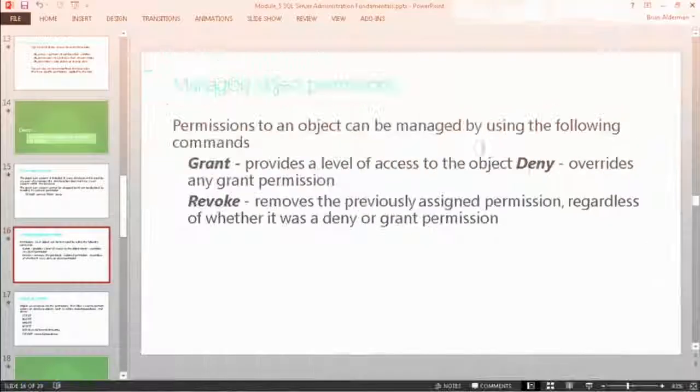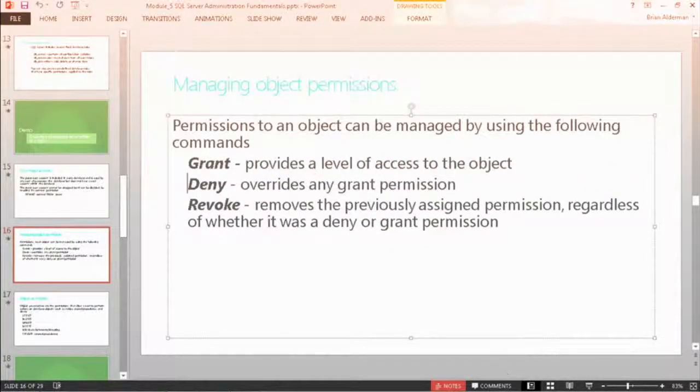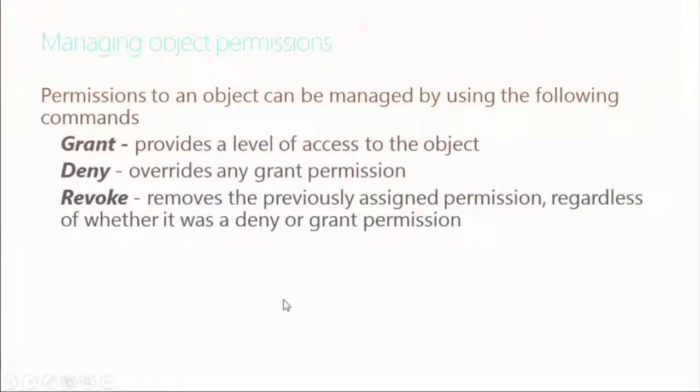Now we manage the permissions. This is supposed to be 3 lines here. We manage the permissions using 3 commands. And these commands here are grant. So I want to grant the select permission on a particular table to Pete. So I would do grant select on table XYZ to Pete. And then I could do revoke.